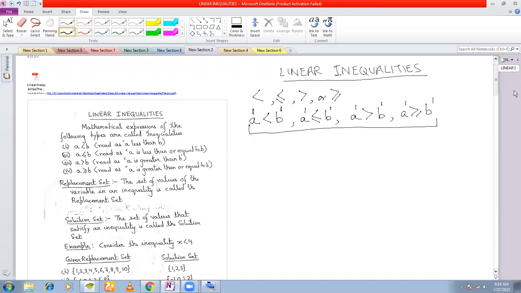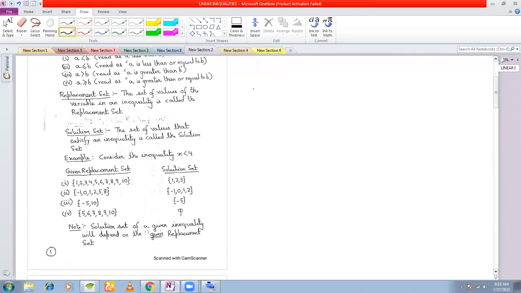Now we come to the next definition very quickly. This is the replacement set. What is the replacement set? The set from which the variable takes its values is called the replacement set. Let us consider an example. And the solution set is obviously the set of solutions of the inequality.